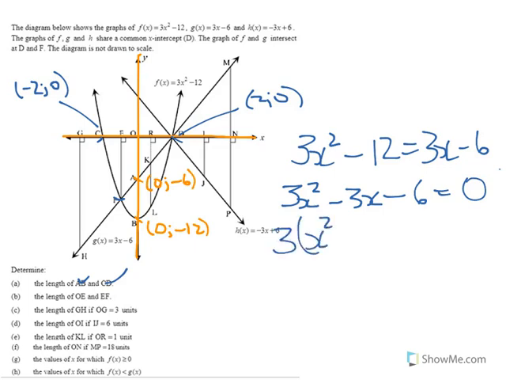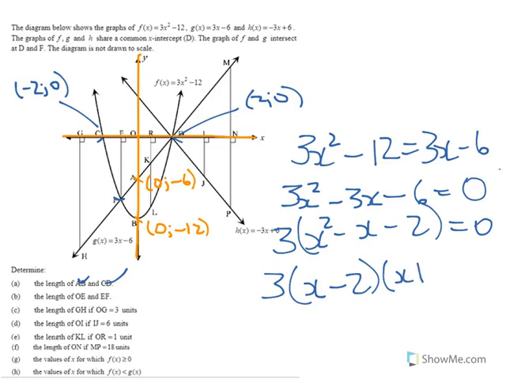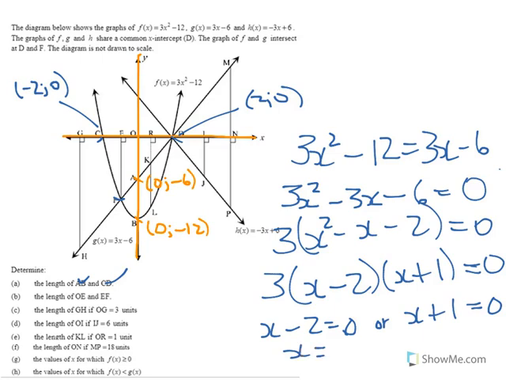Factor out a common 3, so we're going to have x squared minus x minus 2 is equal to 0, and that would be 3 times x minus 2 times x plus 1 is equal to 0, which would mean that either x minus 2 is 0 or x plus 1 is 0. So x is equal to 2 or x is equal to negative 1. And we already have the x is equal to 2 one, and also F is on the negative side of the x-axis. So it's going to have an x-coordinate of negative 1.